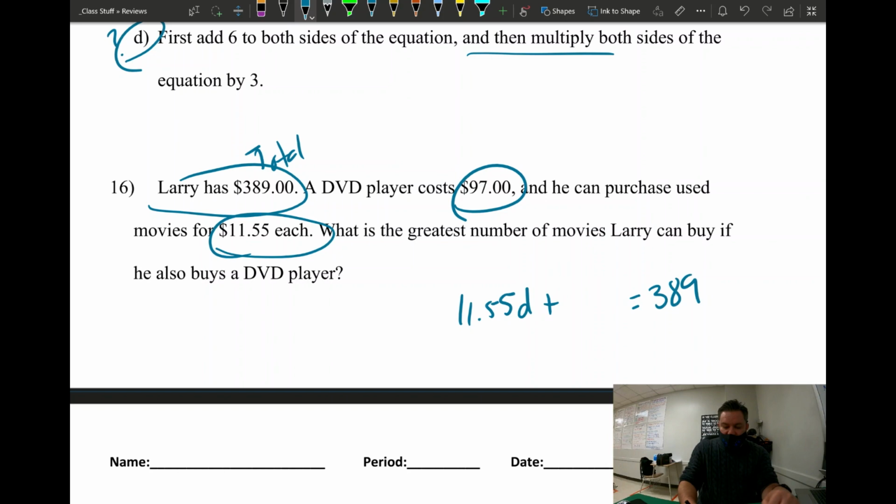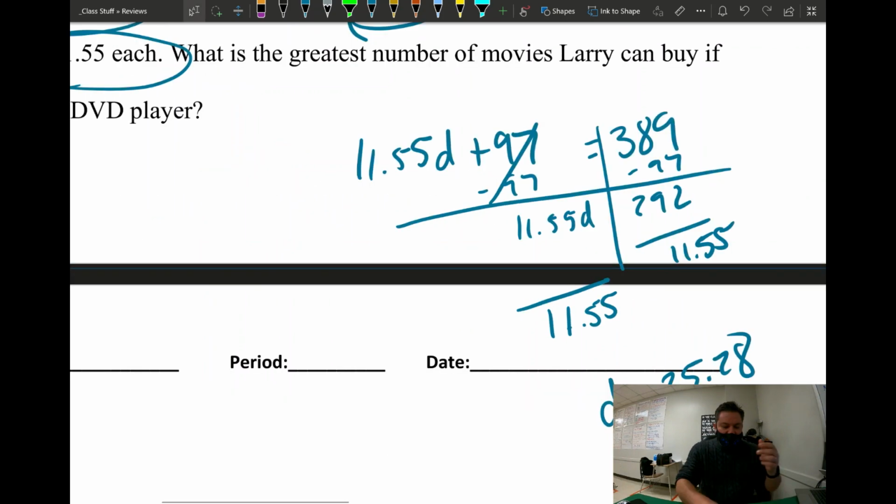So let's look at the answer. So basically, what's the maximum number of DVDs that he can buy? Can he buy 26? No. Can he buy 25? Yes. Can he buy less than that? Yes. Now pay attention. We are not rounding, okay? We're not rounding in this type of scenario.